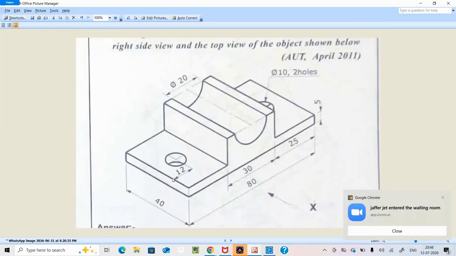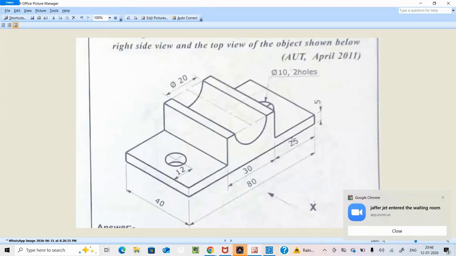The only thing here is that in the left side view, these small two holes, with a diameter of 10 mm, will not be visible in the left side view. So that alone will be shown in dotted lines. Similarly, in the front view, the holes will not be visible, so you show dotted lines here. That circle should be shown in dotted lines here as well as here.